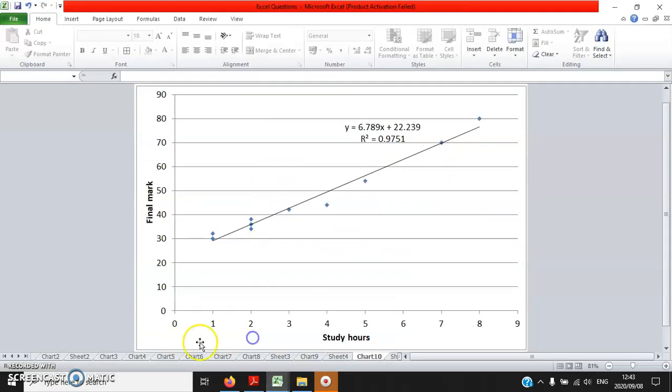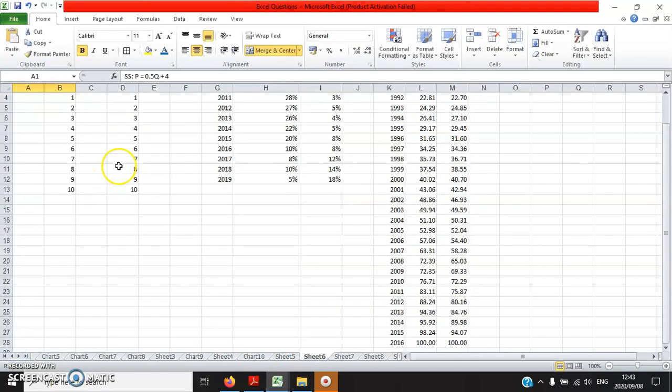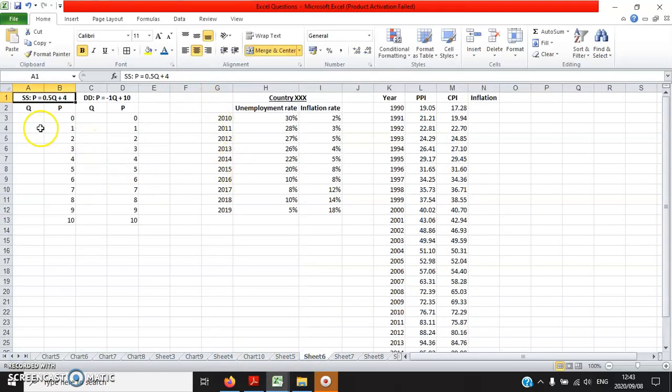Demand supply questions. So we move on to sheet 6 now. Okay, so you are given the supply and demand equation, you are given the price information, okay, which is your y-axis in the supply demand charts. So your quantity, use your mathematical thinking. So quantity equals price minus 4, close bracket, divided by 0.5. Use your mathematical thinking.